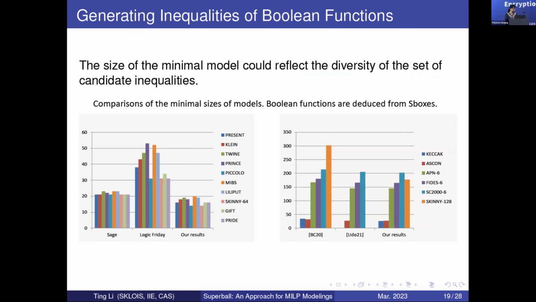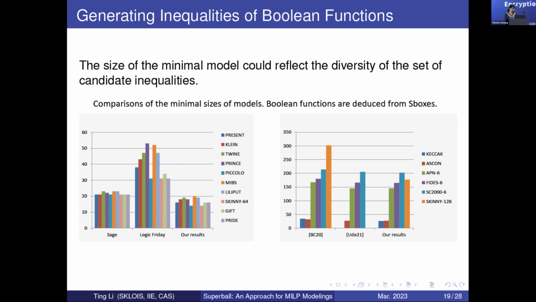Since our first goal is to generate various inequalities as candidates, we want to test the diversity of our candidates. And we constructed the minimal model by selecting inequalities from the candidates we generate, because the size of the minimal model could reflect the diversity of the candidates. And here are the comparisons of the minimal size of the models generated by different approaches.